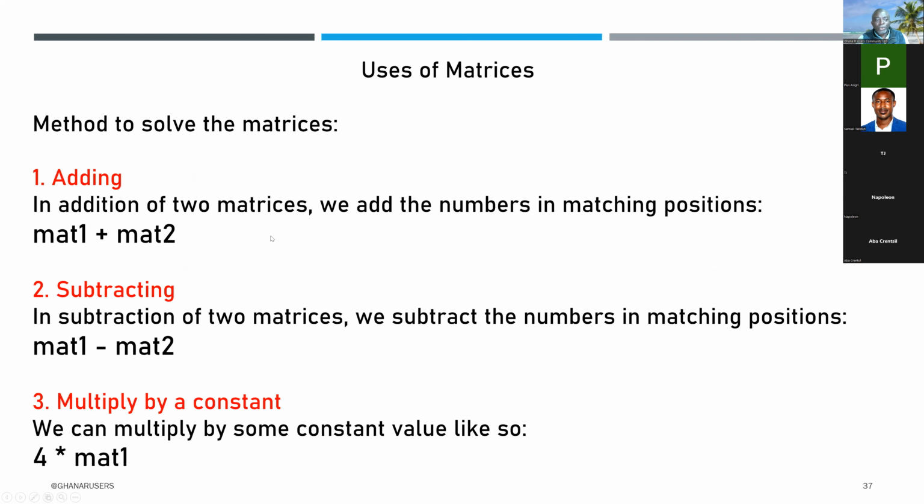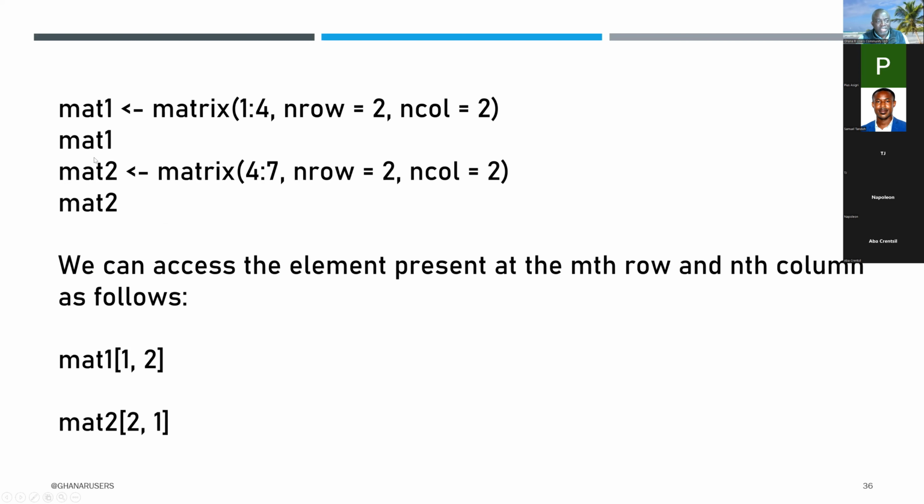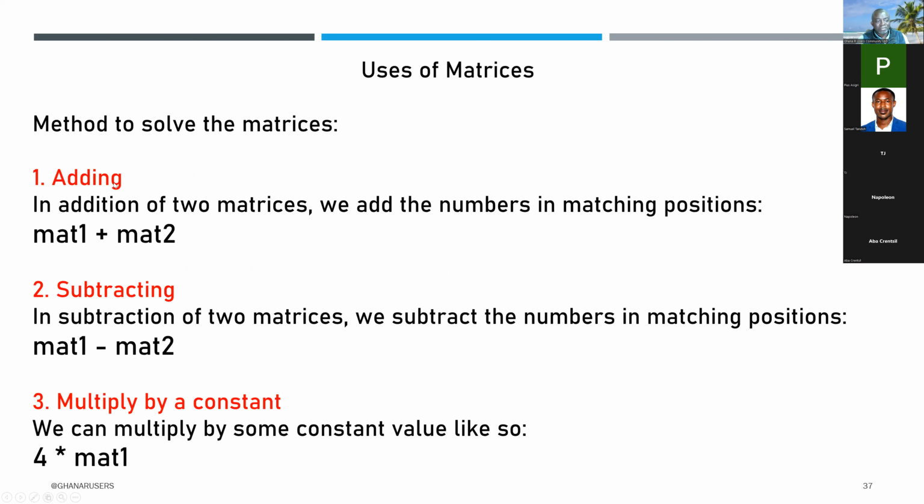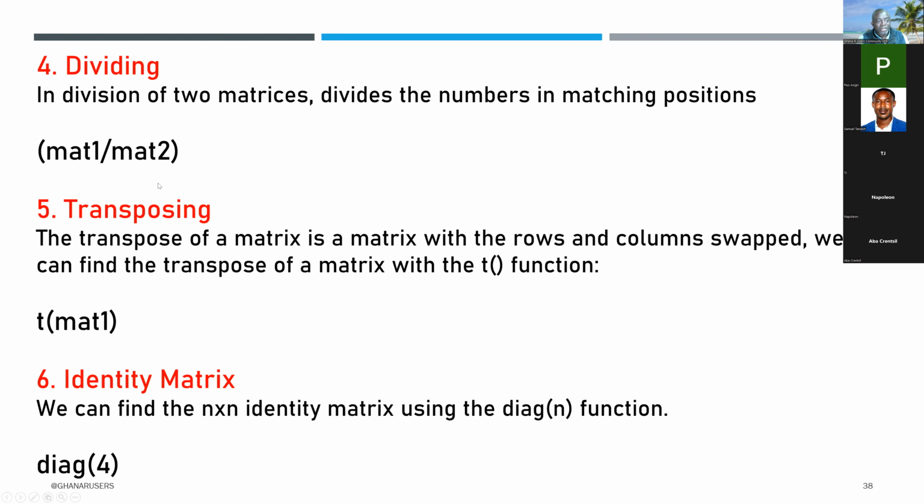Now having created these matrices, I can also add them: matrix 1 plus matrix 2. I can subtract them, matrix 1 minus matrix 2. Of course, we know that the dimensions must be the same for us to be able to do this. You can also multiply the matrix by a constant, 4 times matrix 1, or divide 2 matrices, or transpose a matrix using t. Not only a matrix, you can use t to transpose anything, your data set.